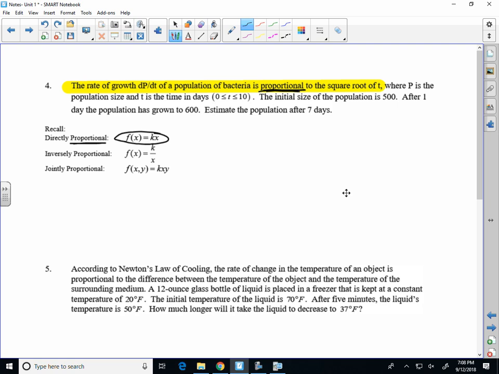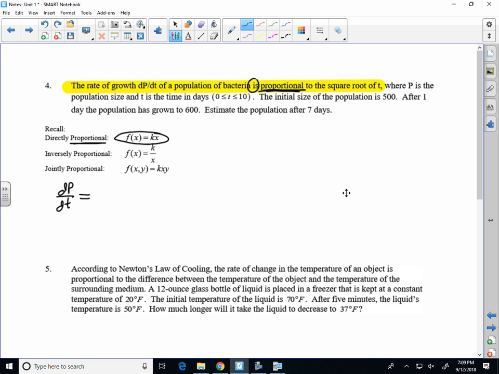So the rate of growth, dp/dt, of a population of bacteria is, going back to algebra 1, proportional to the square root of t. All right, proportional means that it's following that model f of x equals kx.